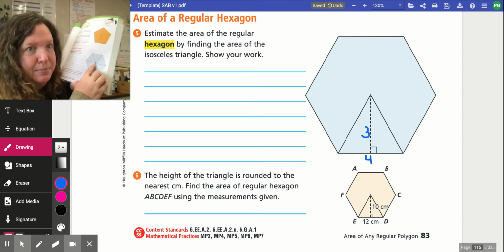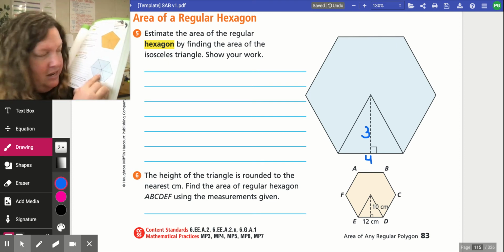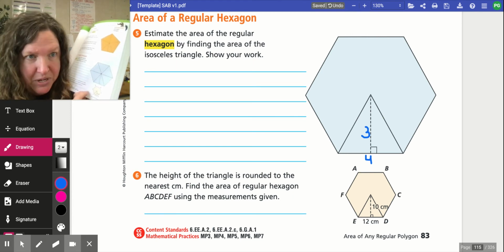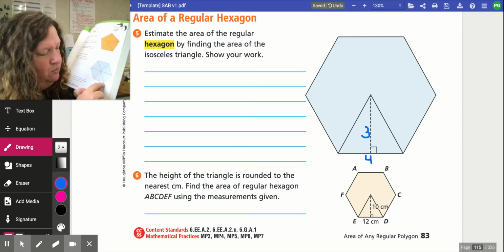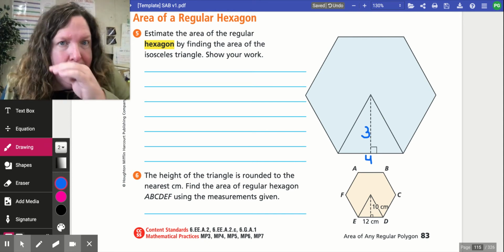I'm looking at just this one triangle right here with the whole base. Don't let that height dash line trick you. This is the triangle right there, and it's the base of 4 and the height of 3.